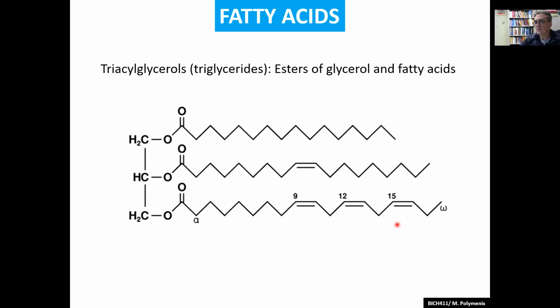And here is a saturated fatty acid shown at the top, a monounsaturated one with 1 double bond, and then we have a polyunsaturated one with 3 double bonds.